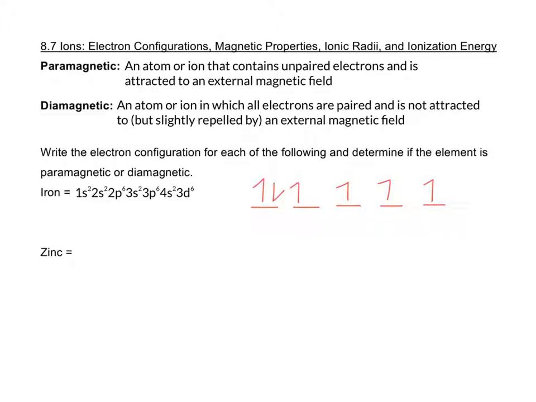Zinc, on the other hand, we just did this electron configuration a minute ago, so I'll just do the shortened version. So it's the argon and then 4s2, 3d10, okay? And since there are 10 electrons in that 3d sublevel, they're all paired up, and so zinc is not attracted to a magnetic field, so it's diamagnetic.